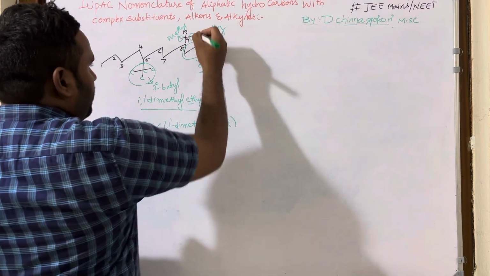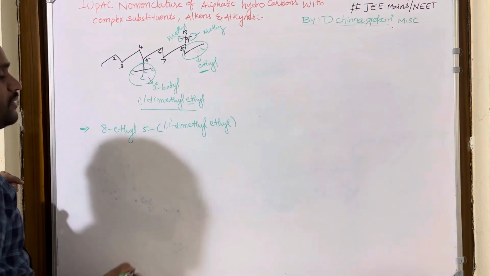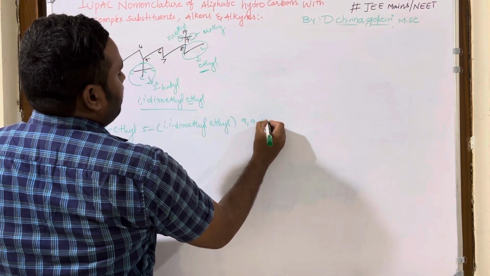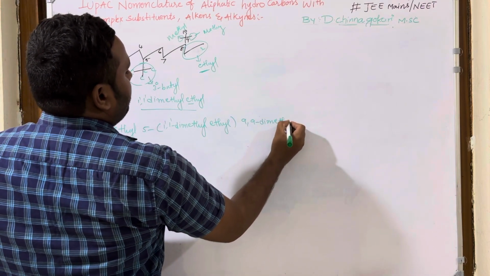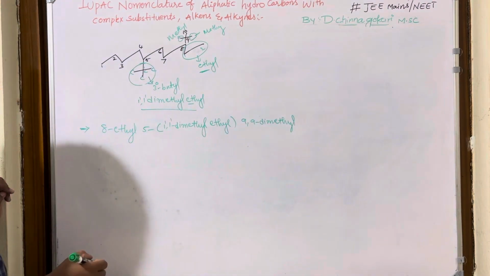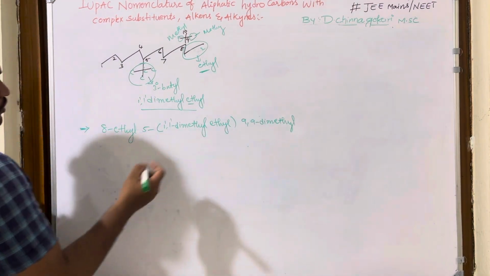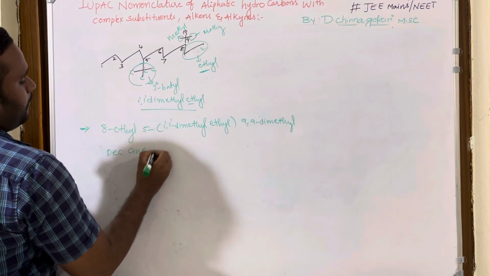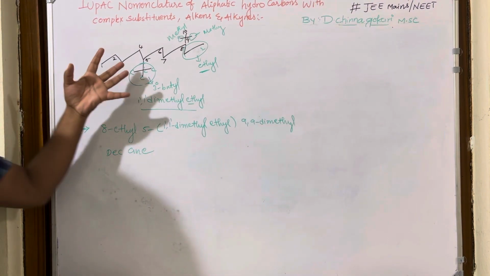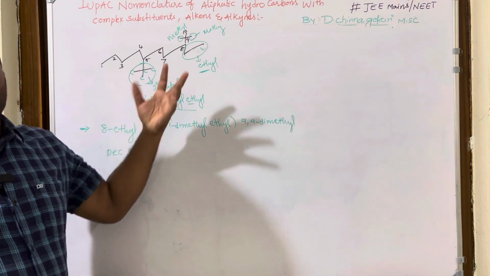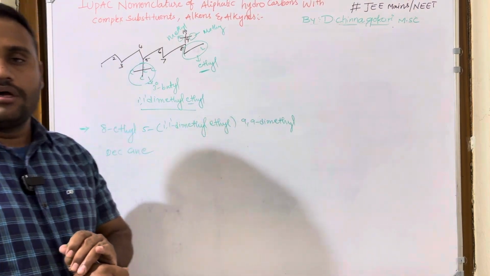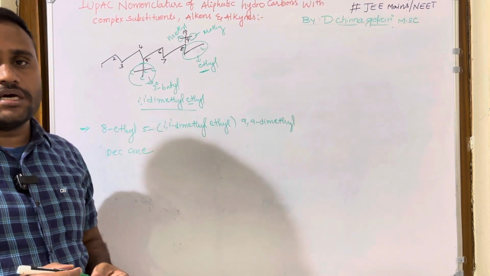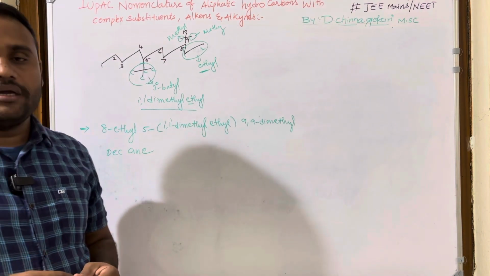And what is the name of the other substituents? Methyls. Where are they present? 9,9-dimethyl. Next, the root word is dec, so decane. So this is the name of this compound. You can practice more problems from the textbook, NCERT, or any IIT books.